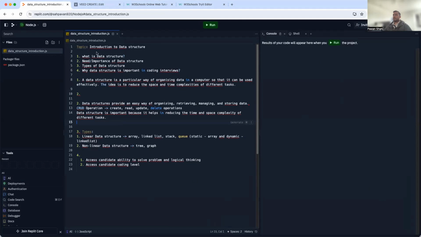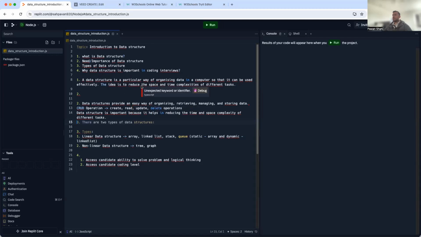So today's topic is Introduction to Data Structure. In this topic, we'll be covering all these questions: What is data structure? Need and importance of data structure, types of data structure, and why data structure is important in coding interviews. So the first thing is, what is data structure?